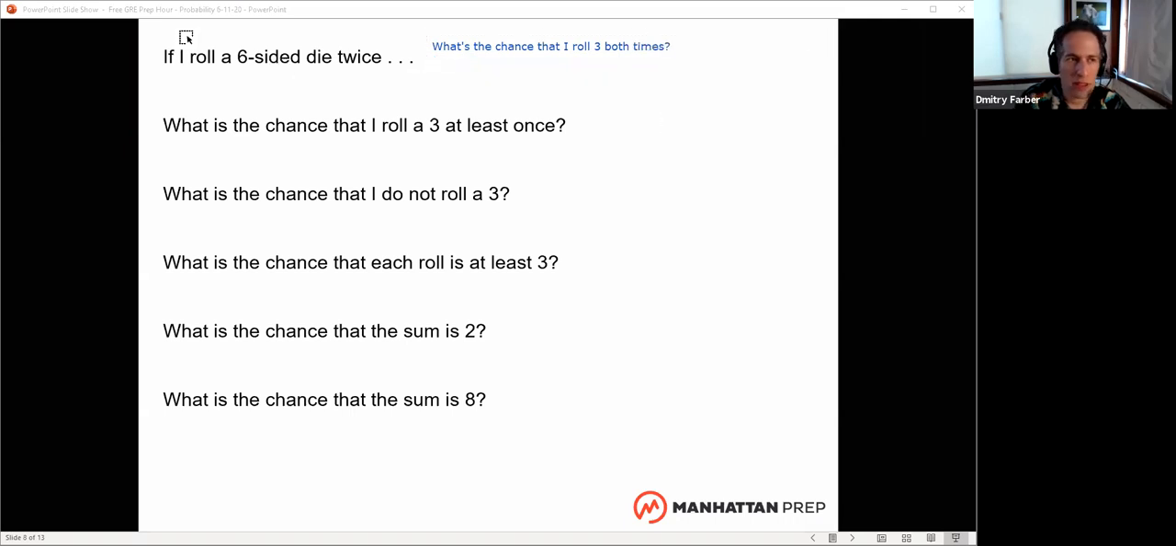Right, it's careful. It's not "I roll a 3 the first time or I roll it the second time." It's what's the chance that I roll it both times? And so I want to multiply. 1/6 times 1/6 is 1/36. And that's that idea that "and" multiplies, that I need both things to happen and so it gets smaller, not larger.